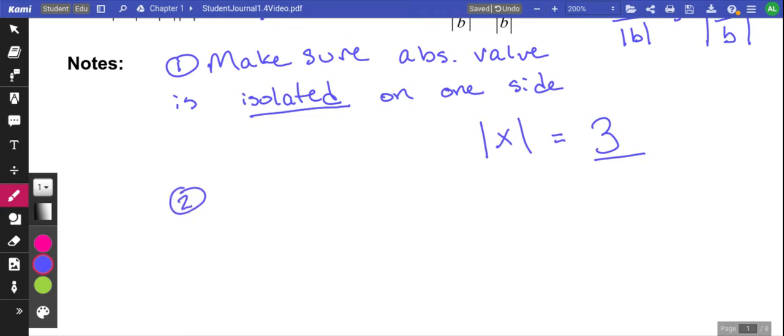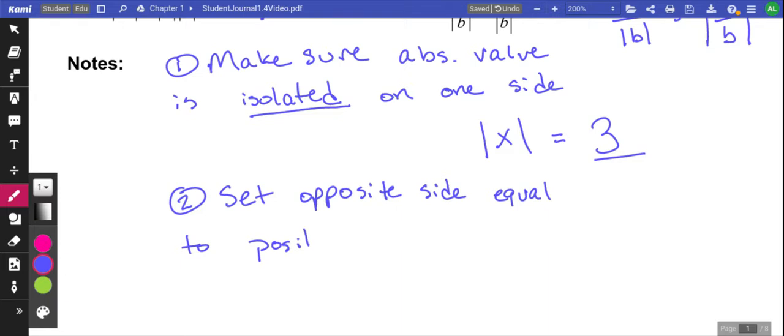Okay, then once you've done that, you're going to set the opposite side equal to positive and negative. Let's take this very simple example right here, the absolute value of x is equal to 3.